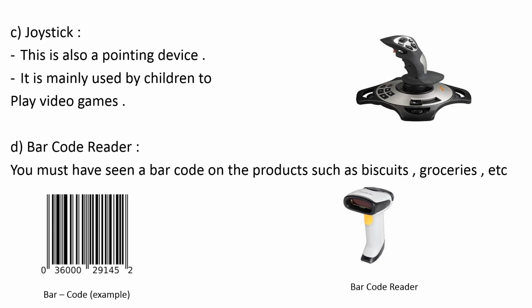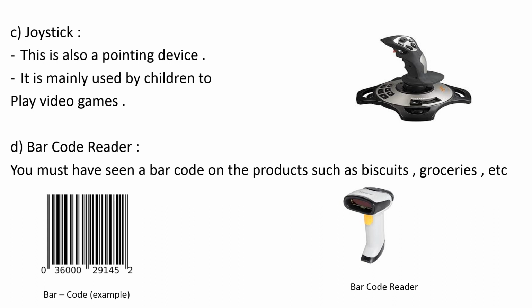Now, the next device that we are going to study is the barcode reader. If you buy any product from any shop, you will notice on the back side of that product a collection of narrow black and wide black strips, just like the example of a barcode on your screen. A similar image you will find on the back side of any product. It is nothing but the barcode.